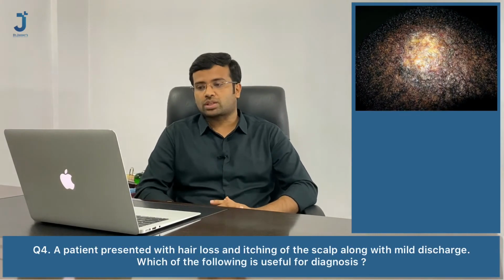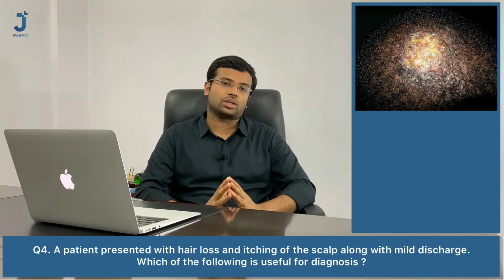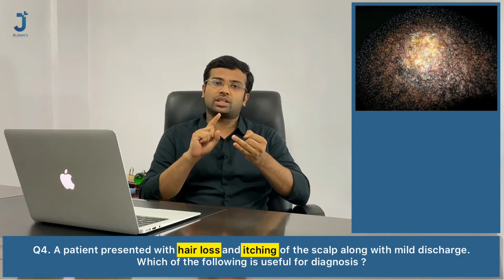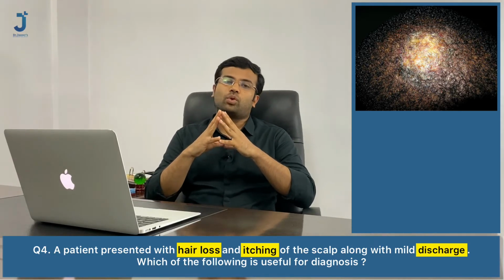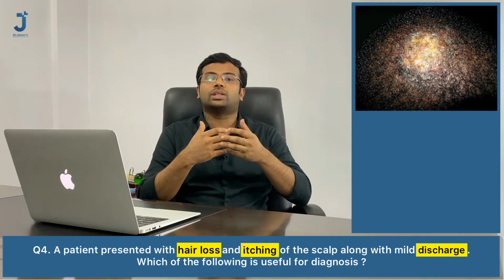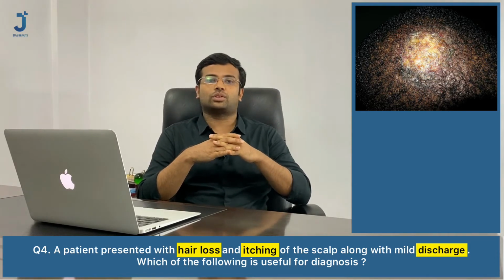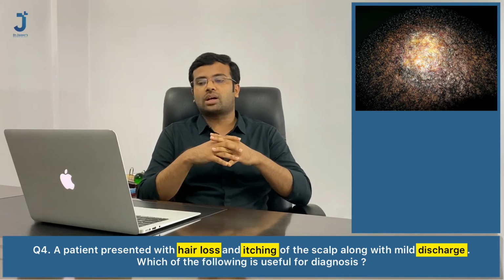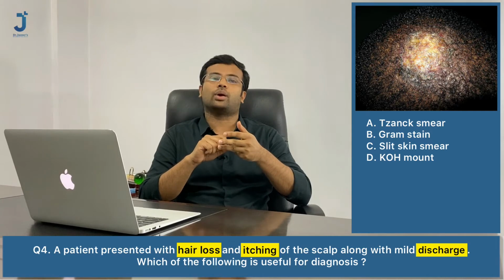The question is, a patient presented with hair loss and itching of the scalp along with mild discharge. So there is hair loss, there is itching and there is a discharge. So which of the following is most useful for diagnosis? So they are going to ask you about the dermatological investigations that have to be done for the diagnosis of this patient. So the options are Tzanck smear, Gram stain, slit skin smear and KOH mount.